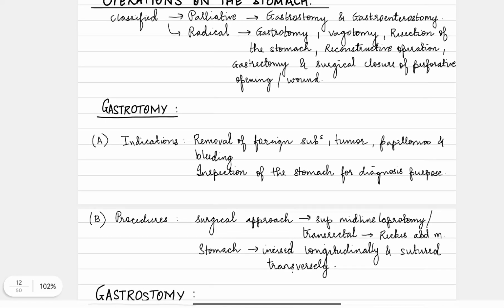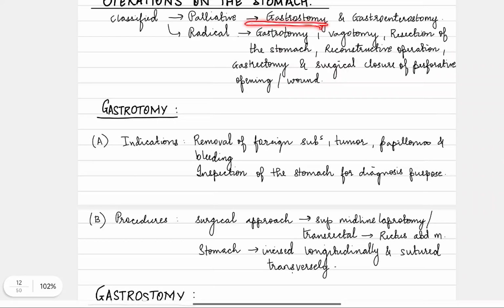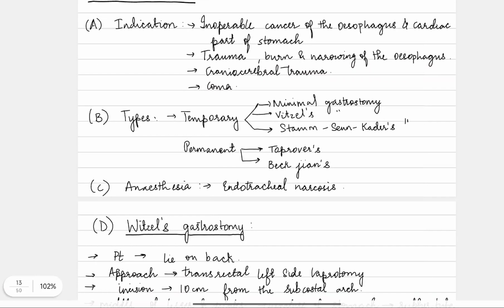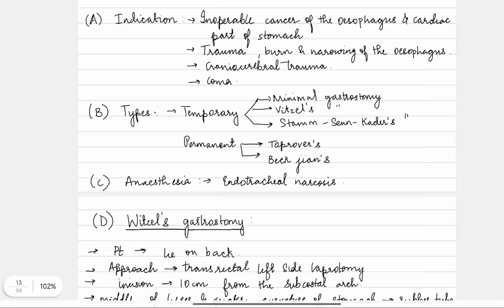Next is gastrostomy, which is palliative. It is done in inoperable cancers of the esophagus and cardiac part of the stomach, trauma, burns, narrowing of the esophagus, craniocerebral trauma or coma. Types are temporary and permanent.